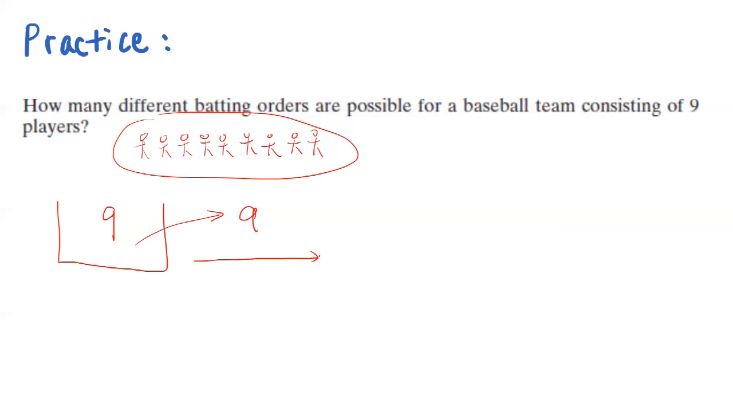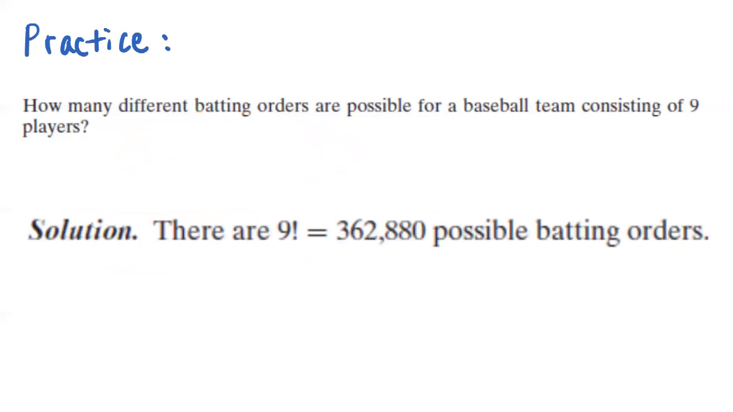So this is also a permutation problem, right? The solution is to pick 9 out of 9, so P(9,9). So this is a full permutation, right? And P(9,9) is 9 factorial, according to the permutations formula, right? Any questions? No? Okay, let's see the next one.